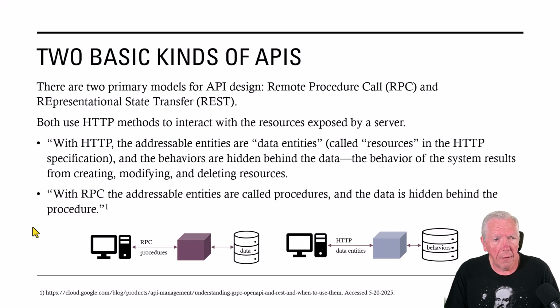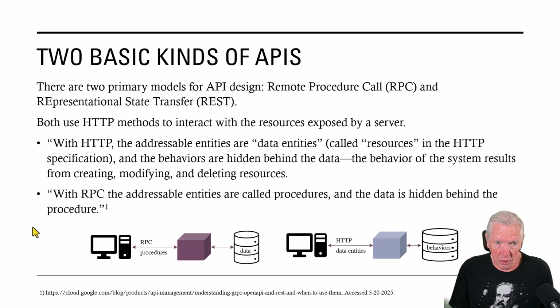Another kind is called representational state transfer. It's called the REST protocol. Both of these APIs use HTTP to access resources that are exposed by a server. So this is the idea. We're talking about client-server computing. We need to use an API to go in and query that server, get information out of it.